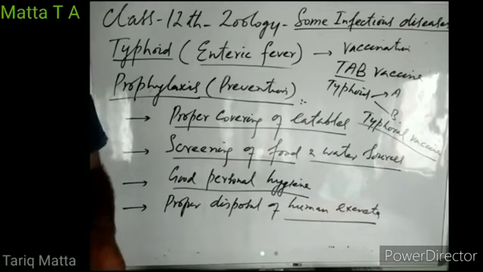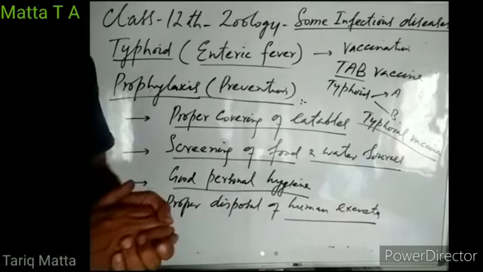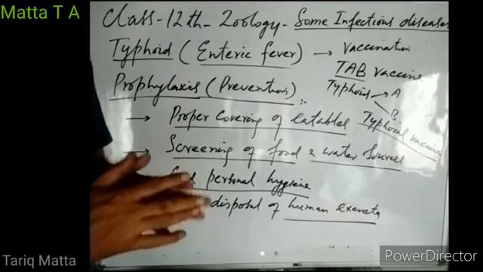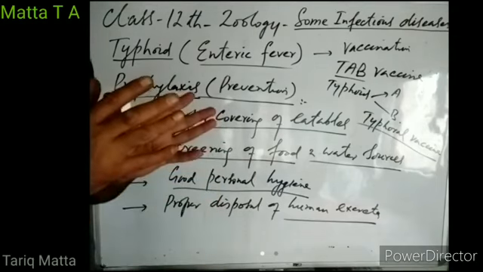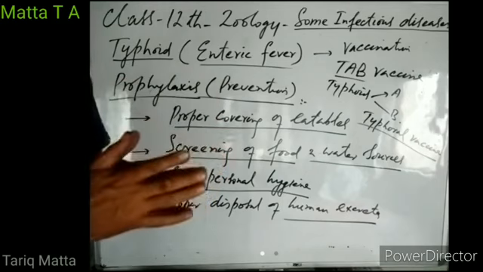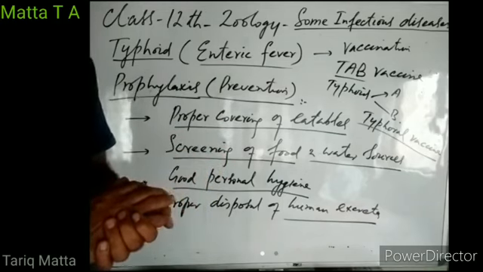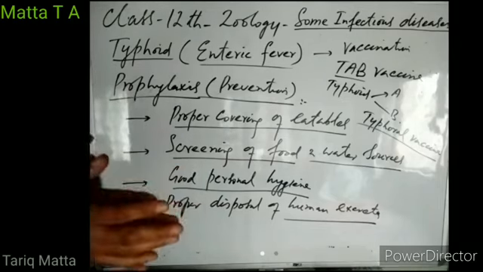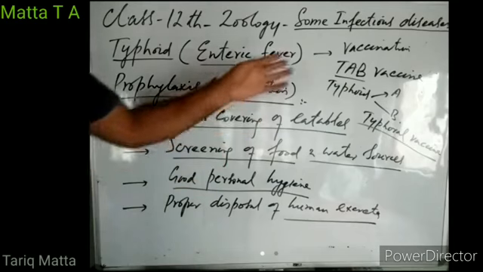Human excreta should not be left in the open. It should be properly disposed of. Either it should be buried in the soil, or the human excreta must be kept in trenches which are closed from the top, so that houseflies and cockroaches do not have access to it. Because these bacteria are mostly spread by the vectors, flies and cockroaches, which sit on our food items carrying the bacteria, right?